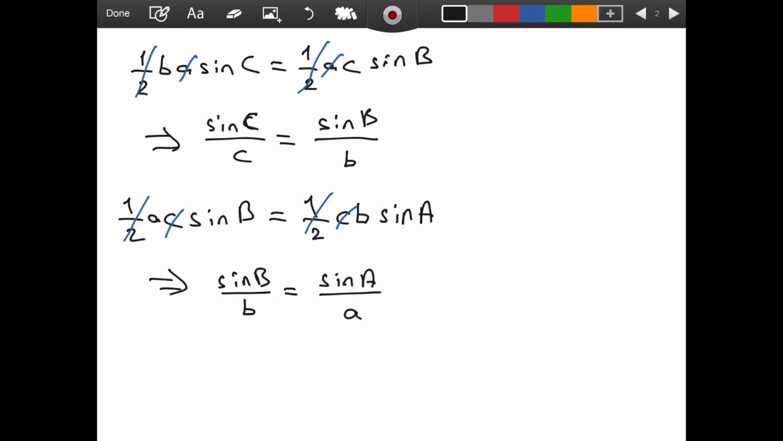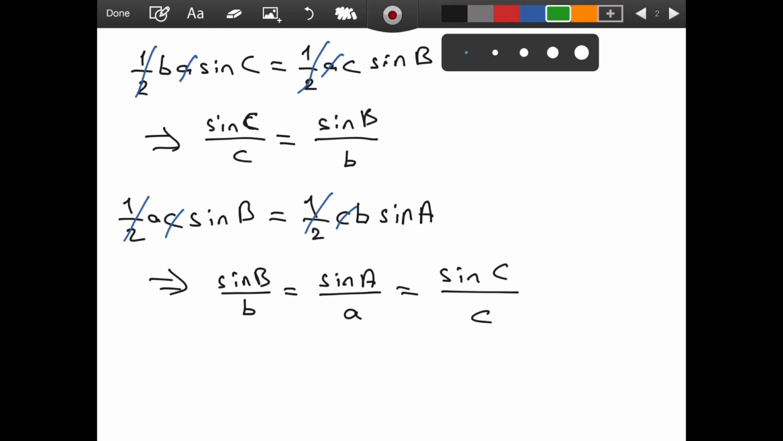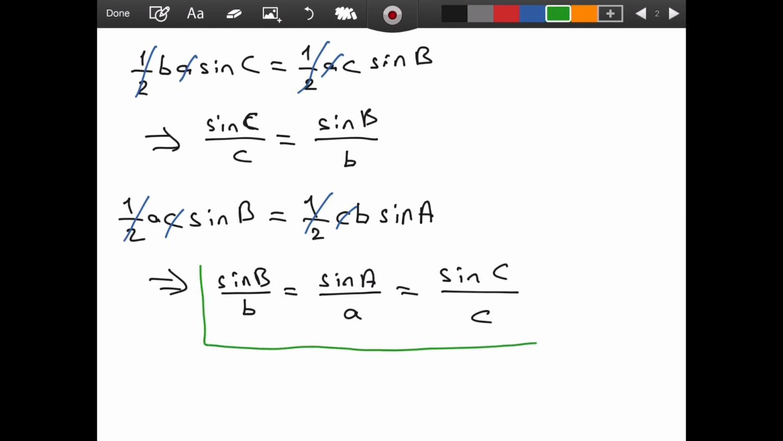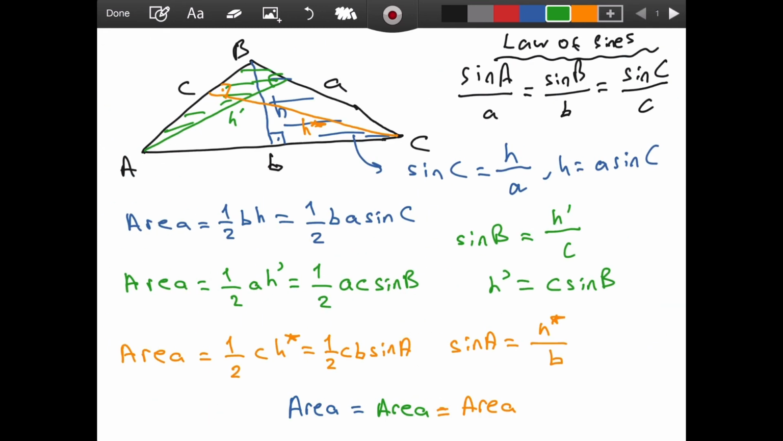Well, we just said that sine of B divided by b is equal to sine of C divided by c. We said it right here. So this is also equal to sine of C divided by c, which is actually the law of sines, as we stated it at the beginning of this video.